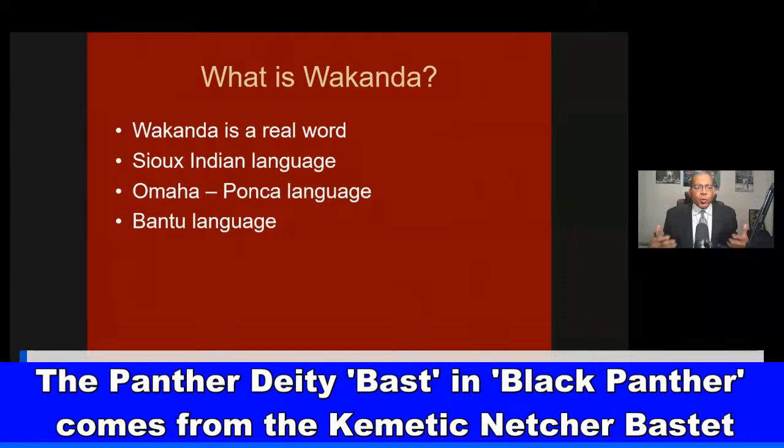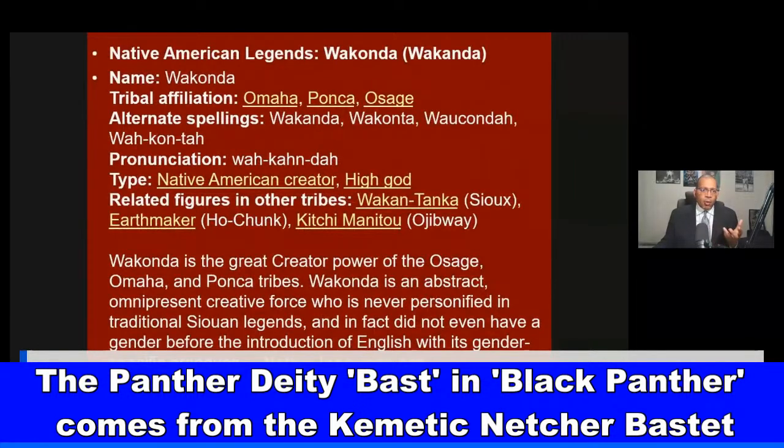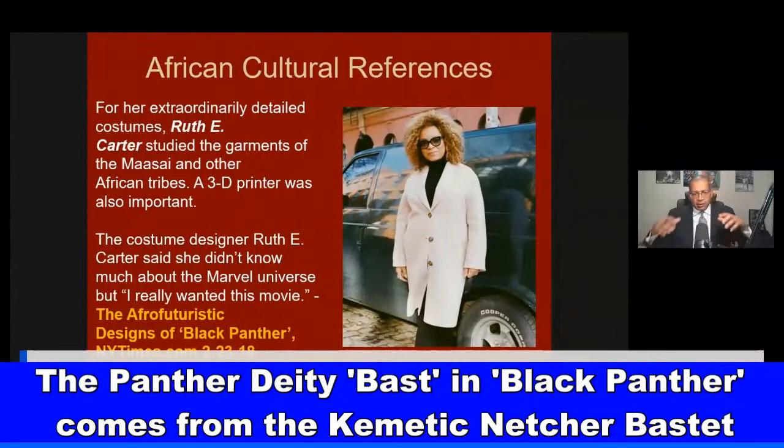Now, Wakanda is a real word. Wakanda basically means possesses secret powers, and we see the word Wakanda in the Omaha, Ponca, and Sioux Indian languages. Also, Wakanda is not something just made up. It's a real word.